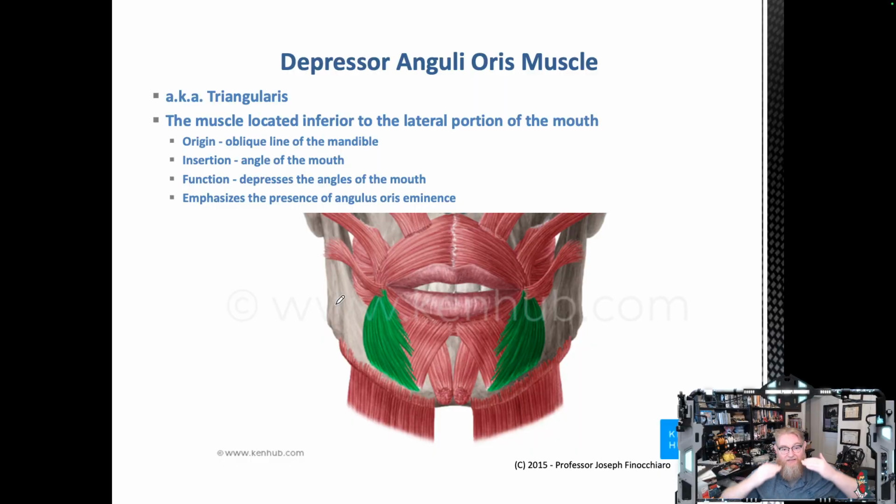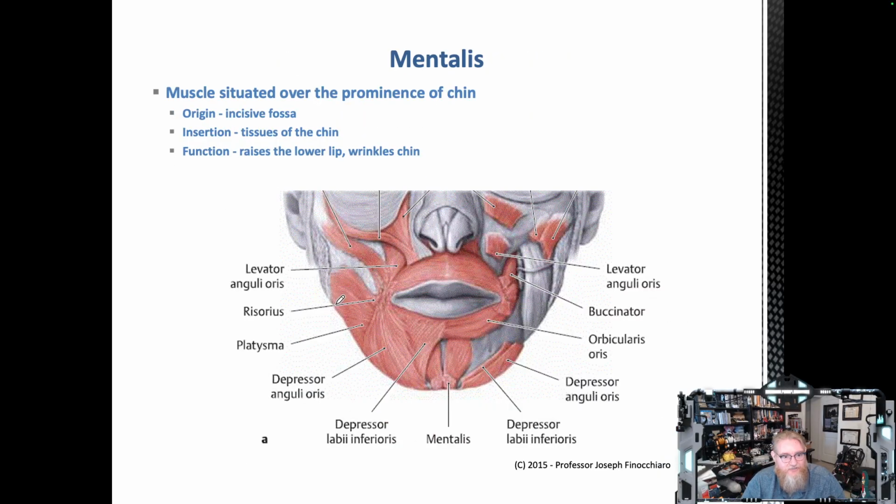So you had a levator anguli oris. It raises something. You have a depressor. This one pulls it down, but it's in the same general area. You have the mentalis muscle, the muscle situated over the prominence of the chin. Its origin is the incisive fossa. Its insertion is the tissues of the chin, and it raises the lower lip, and it wrinkles the chin. This is what you want to hook under if you are doing a mentalis suture to close the mouth.